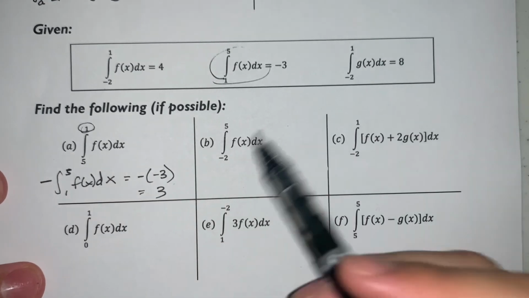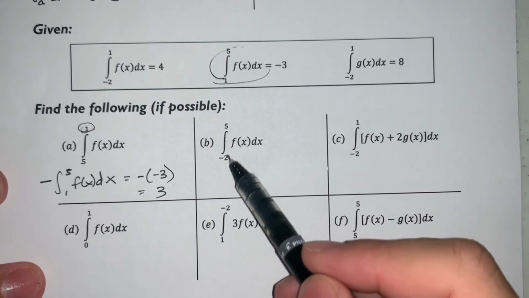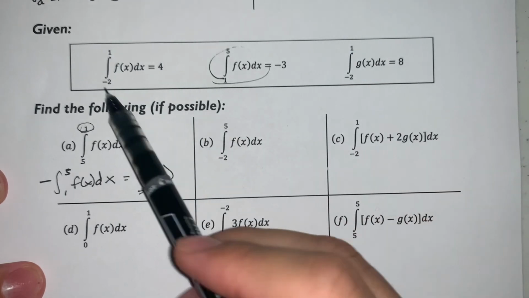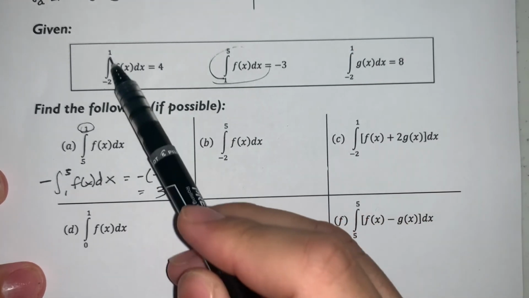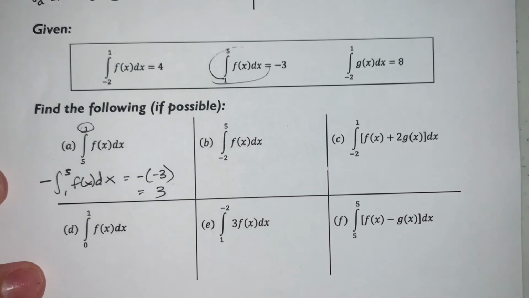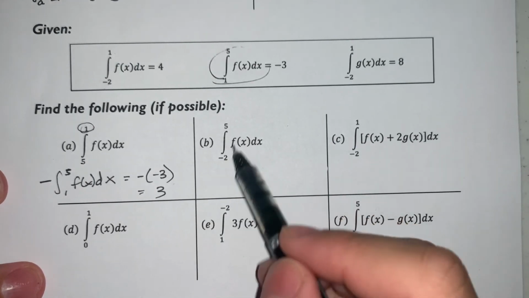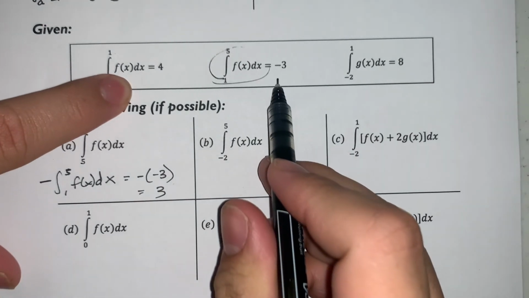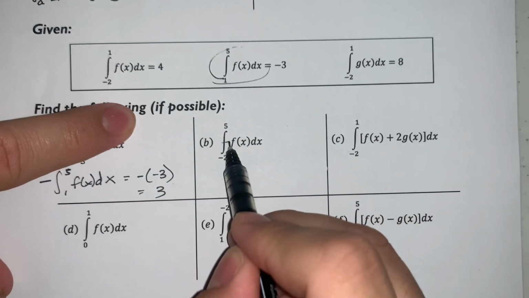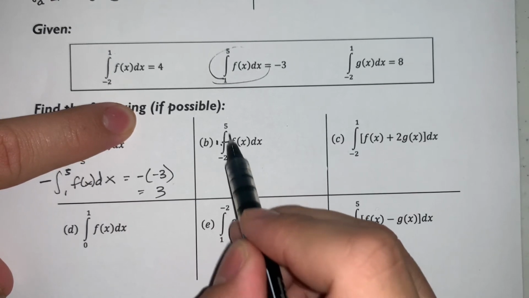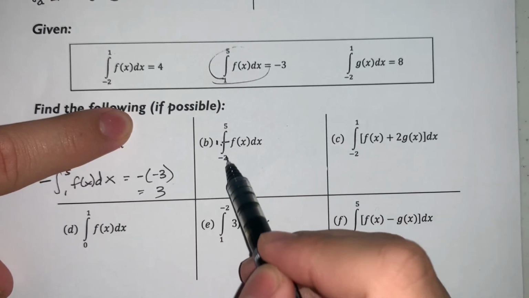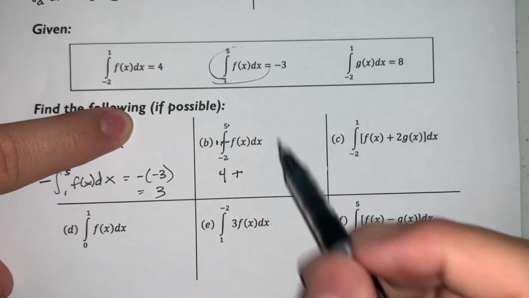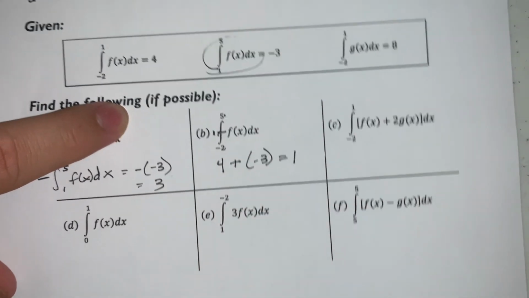From here, we have the integral from negative 2 to 5. Well, I don't have any bounds from negative 2 to 5, but I do have it broken up into little pieces. I have from negative 2 to 1 and then from 1 to 5. So essentially, I can think of this as these two added together, right? So if I know that 1 is in between negative 2 and 5, I can find the integral from negative 2 to 1, which is 4, and then add that with the integral from 1 to 5, and that's negative 3. So that's equal to 1.